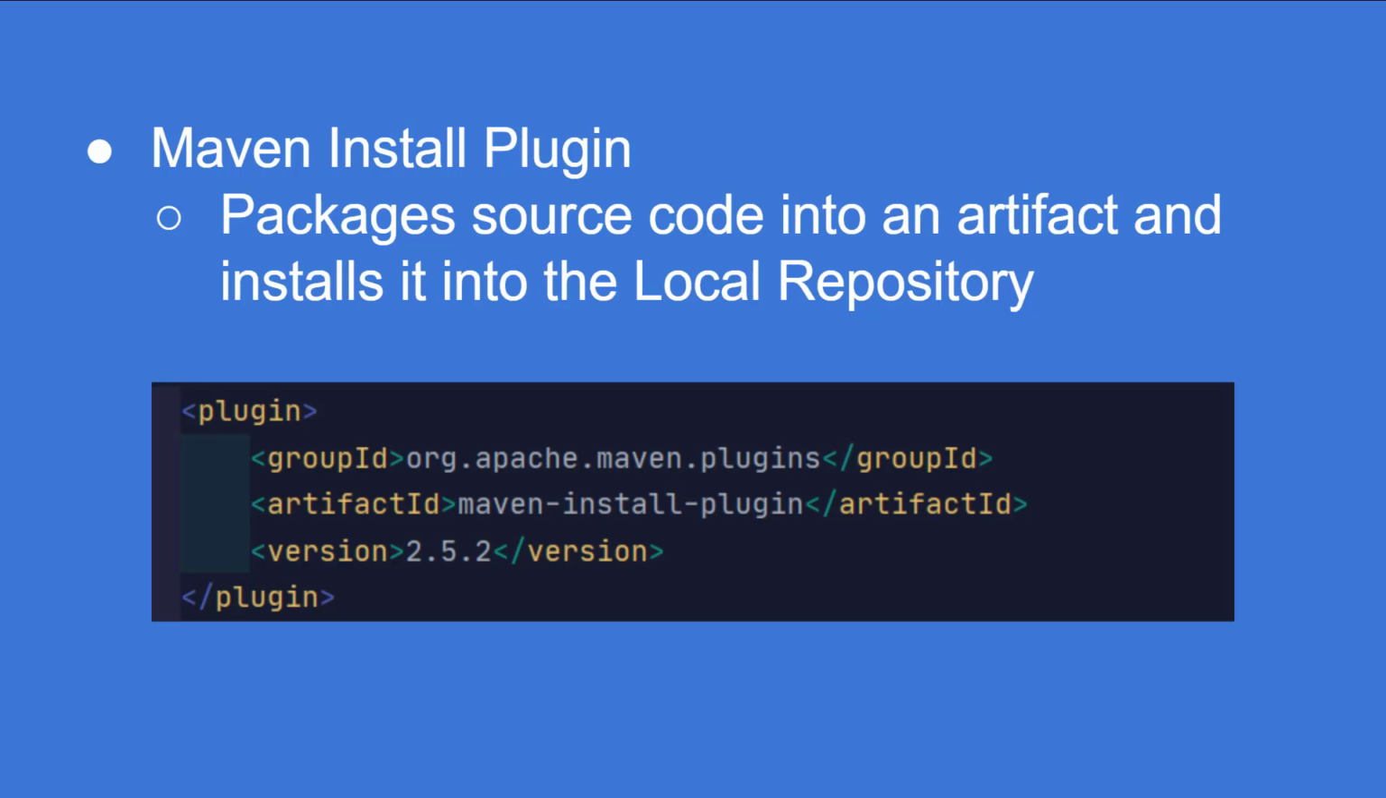The Maven install plugin is used to run the install lifecycle phase in the Maven build lifecycle. It compiles our source code, runs the unit tests, packages the source code into an artifact, and then installs the artifact into our local repository.